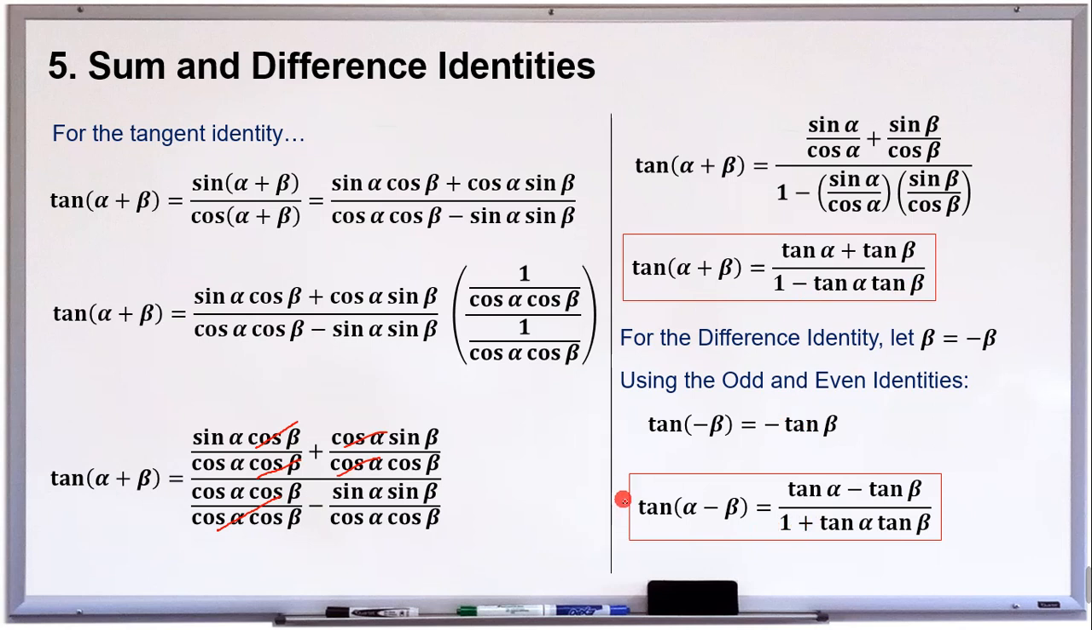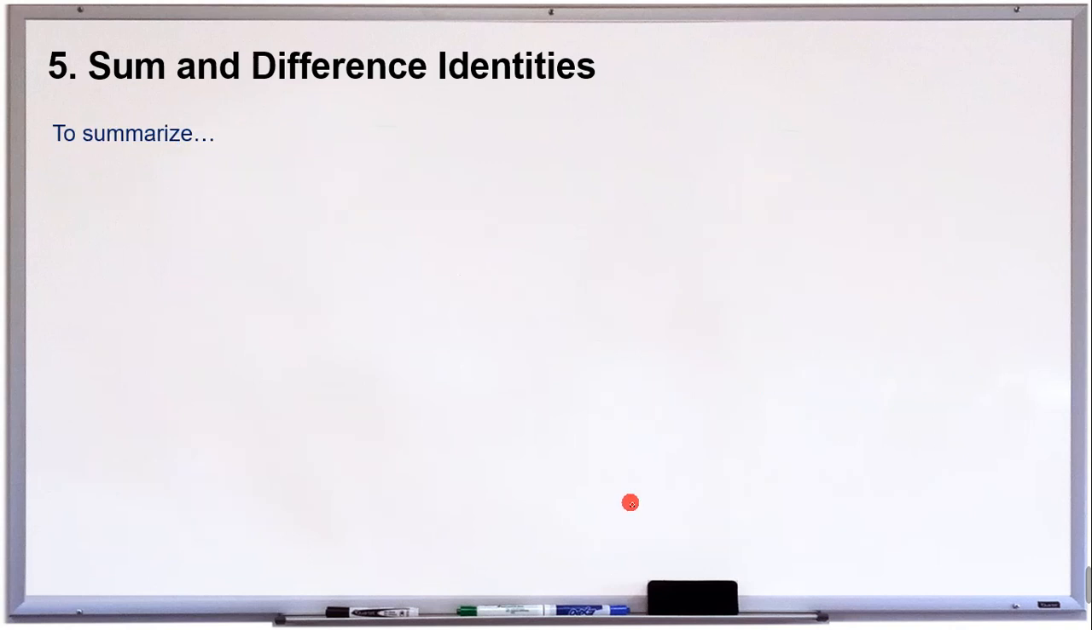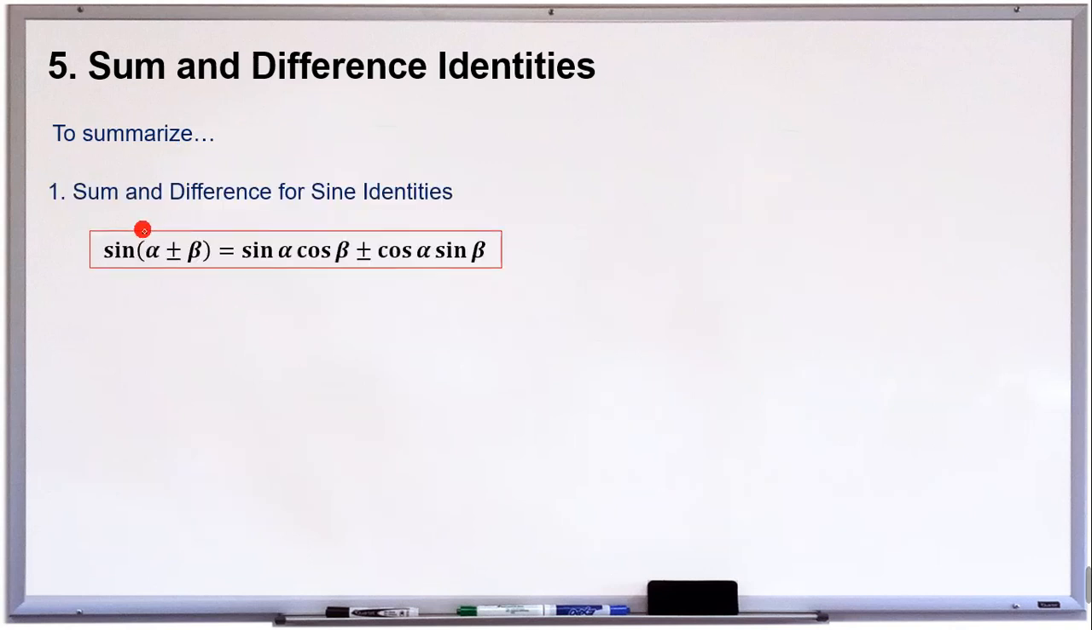So this is the difference identity for the tangent. Now to summarize the sum and difference identities: for sine, you can use the mnemonic for sine of alpha plus or minus beta. So we have here sin cos cos sin. Sine alpha cosine beta, and if we have plus or minus, the same goes. We have here plus or minus, then cosine alpha sine beta. So for sine, you will have sin cos cos sin.